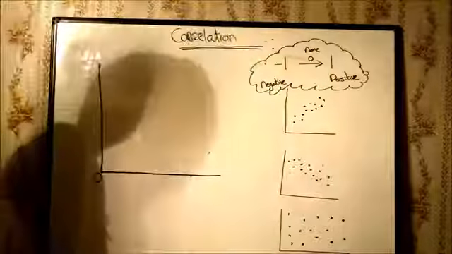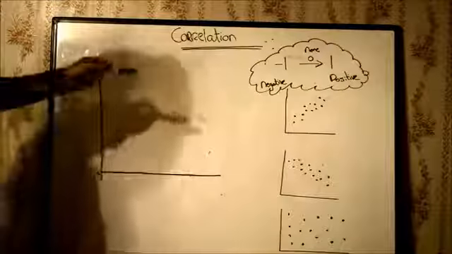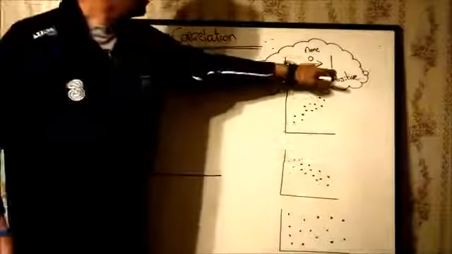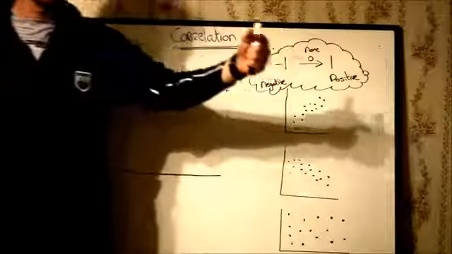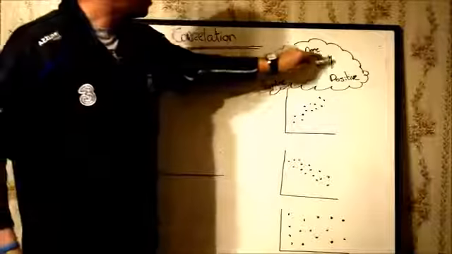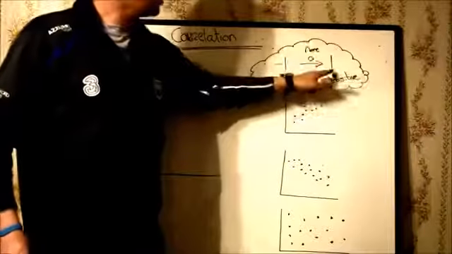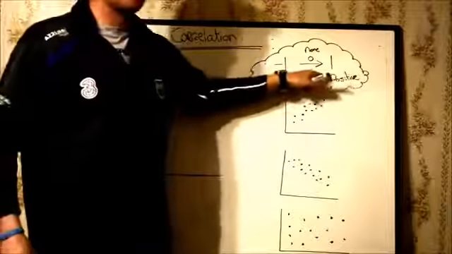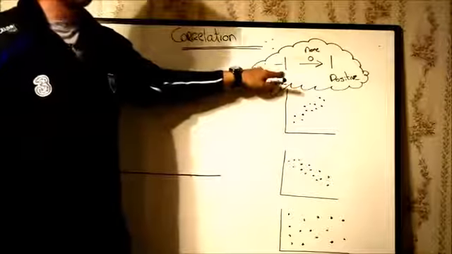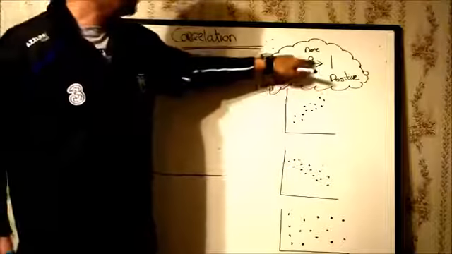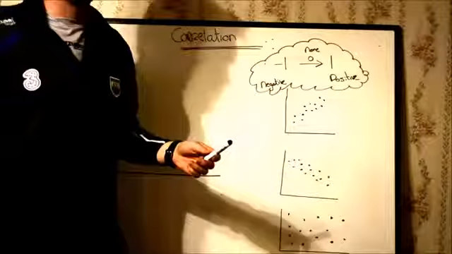Okay lads, now we're going to look at correlation. Correlations run from 1 back to 0 to minus 1. Anything from above 0 to 1 is called a positive correlation. And anything below 0 down to minus 1 is a negative correlation. And at 0 you can say there's no correlation.